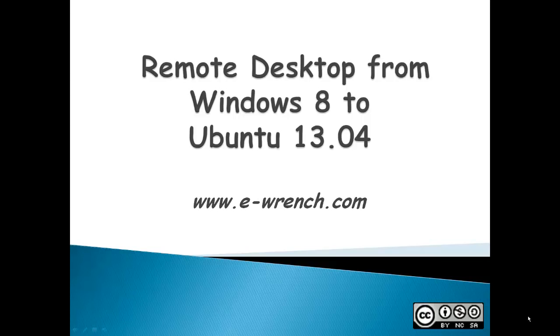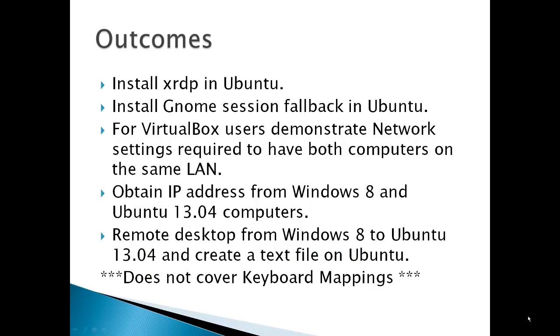Hello, my name is Mike Rayner, and this video is how to create a remote desktop connection from Windows 8 to Ubuntu 13.04. The outcomes for this video include installing XRDP in Ubuntu, installing a Gnome-session-fallback in Ubuntu to work with XRDP. For VirtualBox users, demonstrate the network settings required to have both computers on the same LAN or local area network. Also, how to obtain an IP address from Windows 8 and Ubuntu 13.04 computers.